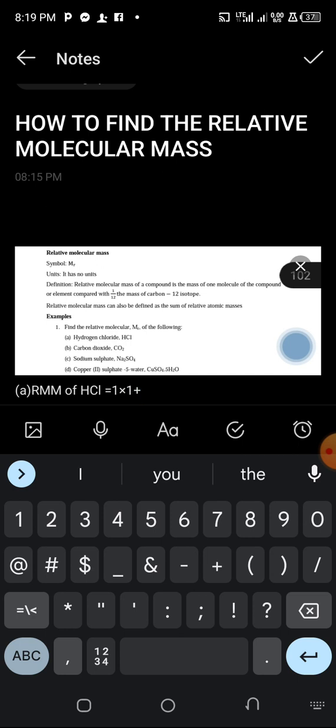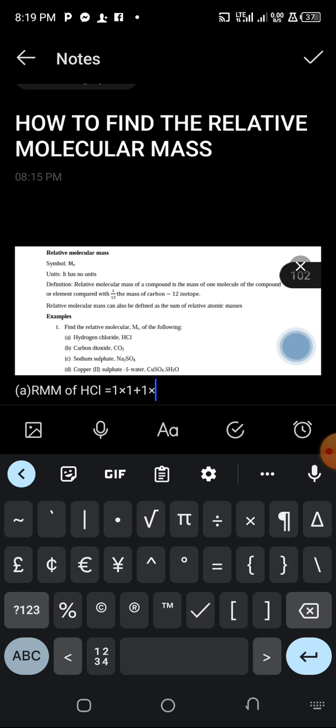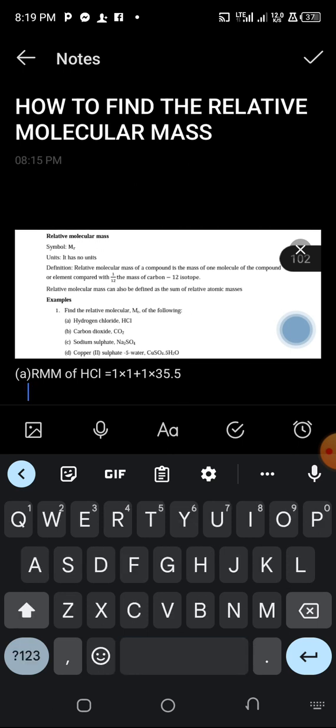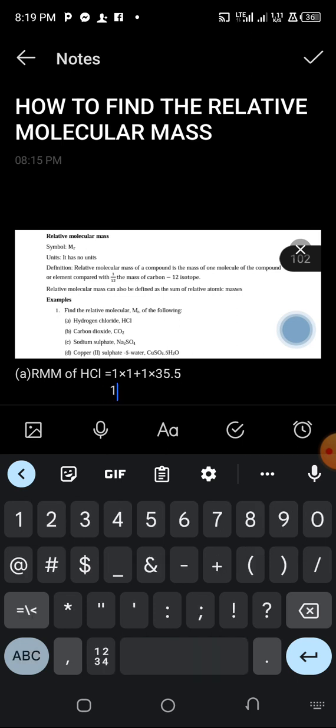Plus, how many atoms of chlorine are there? 1. Multiplied by the mass number for chlorine. It is what? The mass number for chlorine is 35.5. Then you do this. Then here it will be what? The answer will be 1. 1 by 1 is 1. Plus 1 by 35.5 to be 35.5. That's what will happen there.